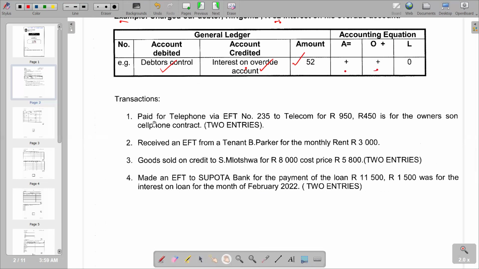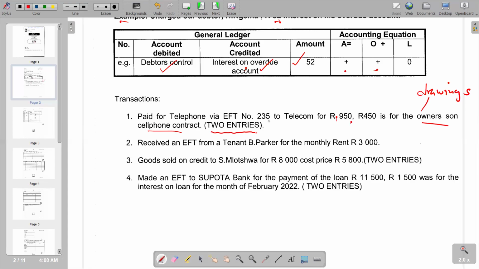On the first transaction given in the question, it reads: paid for telephone via EFT number 235 to Telkom for 950 rands. 450 rands is for the owner's son's personal contract. So we've got two entries. The question emphasizes that there are two entries involved. Out of 950, we have 450 for the owner's son. This is for personal use, so obviously this becomes our drawings.